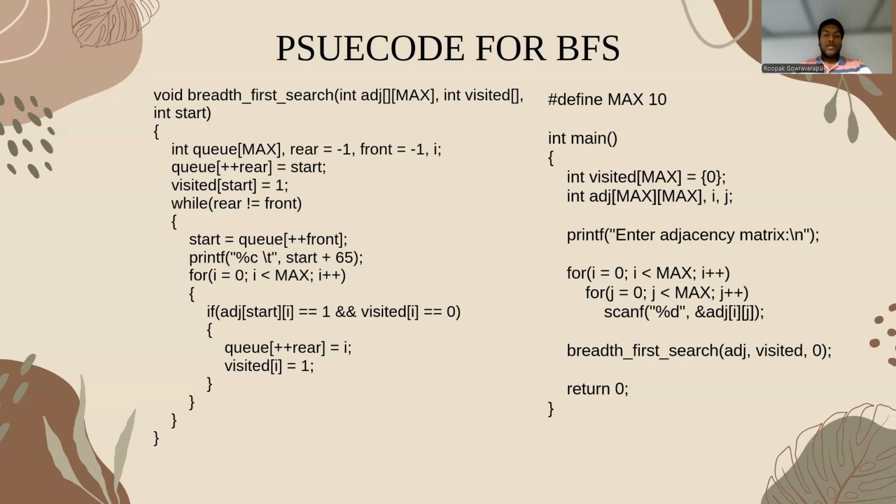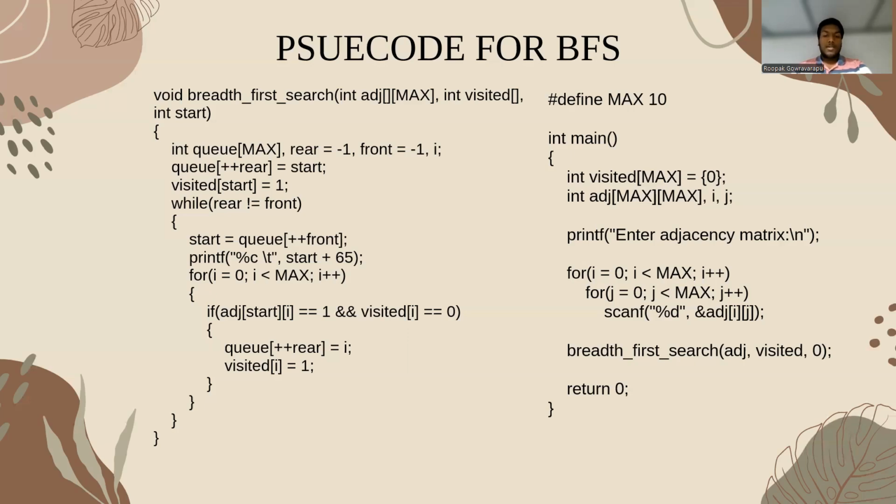Next, we write q of ++rear equals start. This increments the rear value from -1 to 0 and stores the starting node at position 0 in the queue. After inserting the starting node, we write visited of start equals 1, which marks the starting node as visited, so we do not process it again. Then we enter a while loop, while rear not equals front, which means the loop will run as long as there are elements inside the queue.